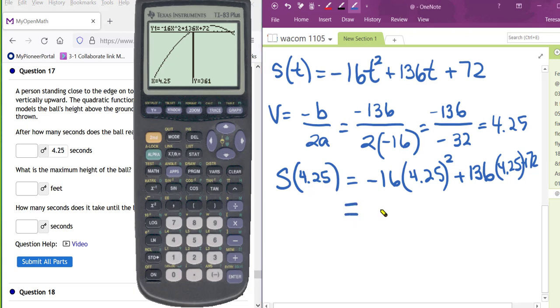You could also do it by hand. So 361. Okay, that was our second answer, which is here. I'm not going to click on that. I did check it earlier, so it's okay.